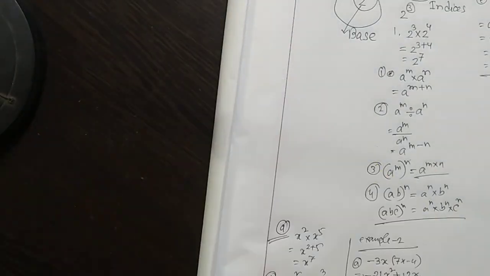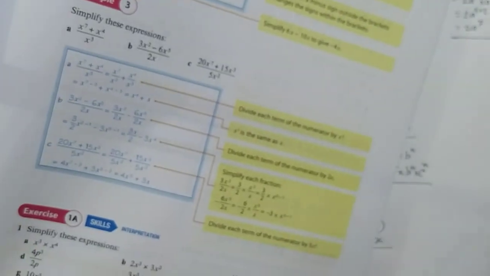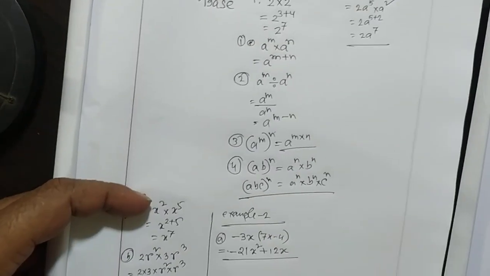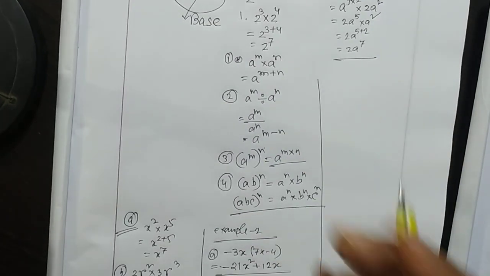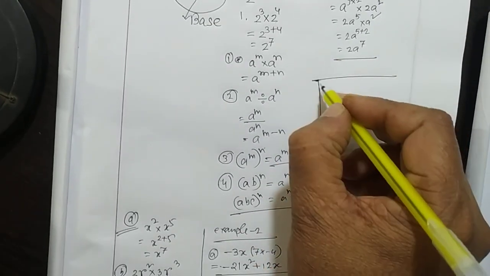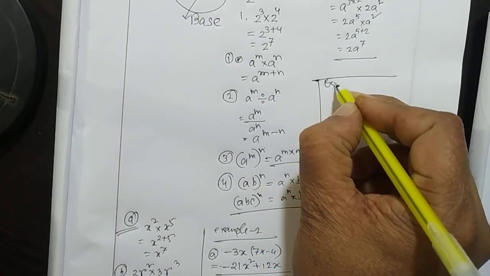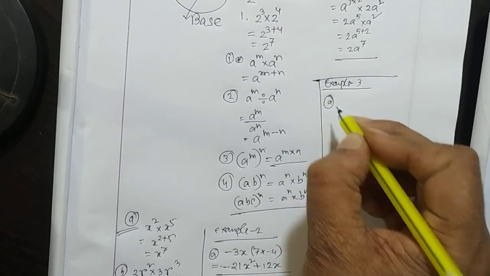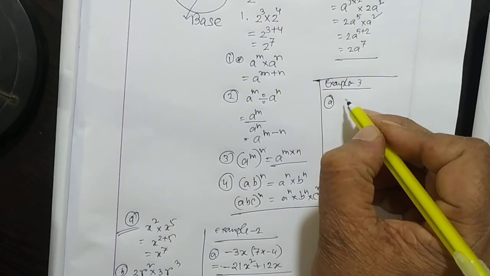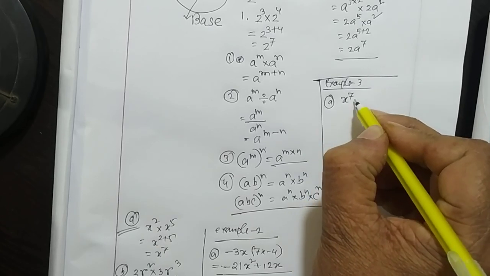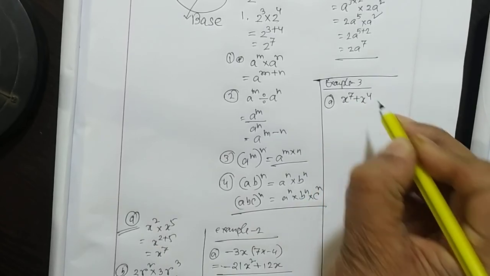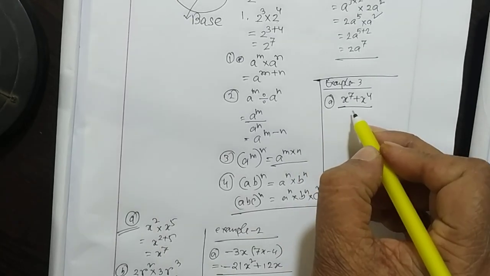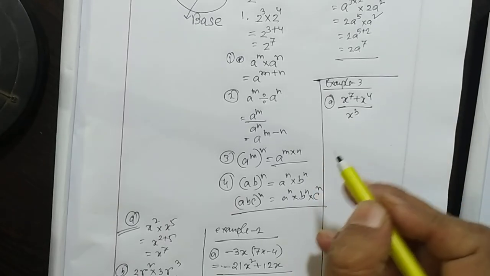Now we can turn the page. I think you can see it. Example 3A. Our question is x to the power of 7 plus x to the power of 4, and in the denominator we have x to the power of 3.